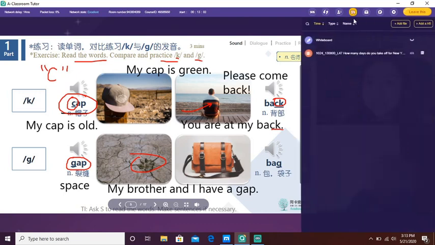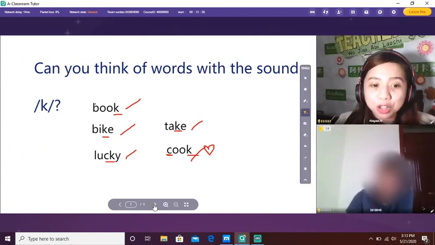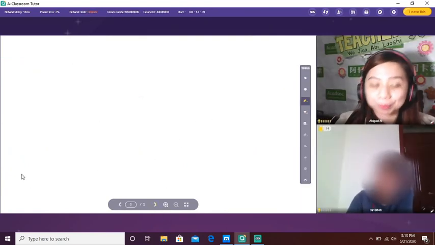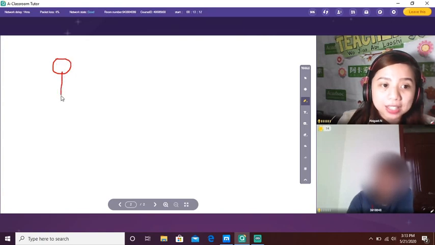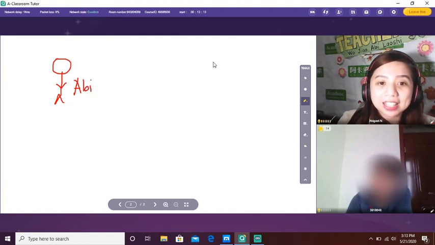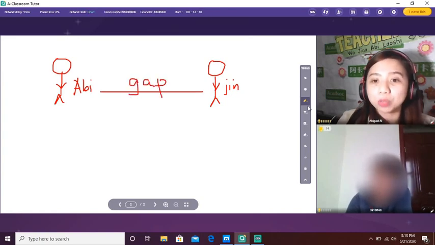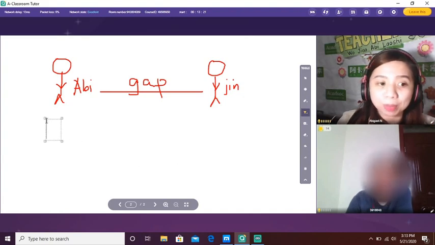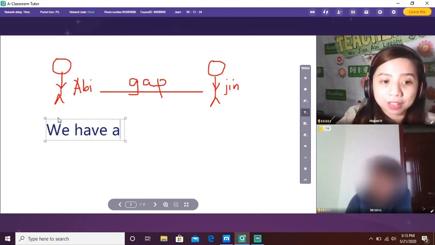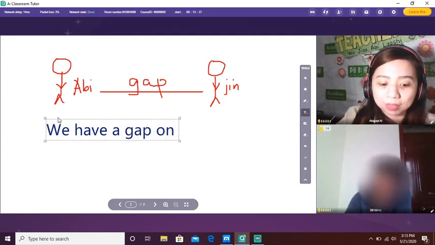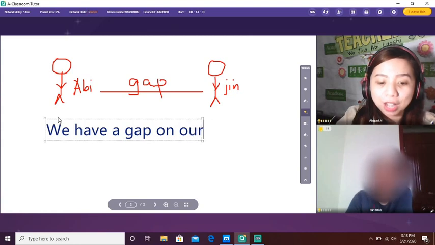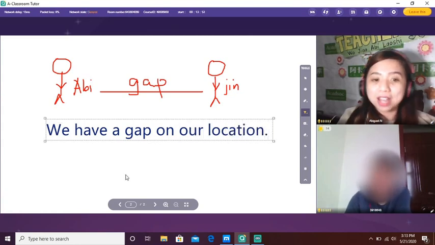Okay. Maybe I can explain to you more. So when you say gap, for example, this is Abby. That's me. And this is Jin. So here, this space, this is what we call gap. Let me show you a sentence. We have a gap. Gap is 差距. On our location. We have gap on our location.